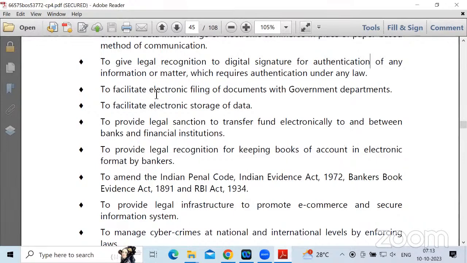Third one is to facilitate electronic filing of documents with government. So first one is legal recognition of transaction. Second one is digital signature. Third one is e-filing. Fourth one is storage of data, electronic storage of data.